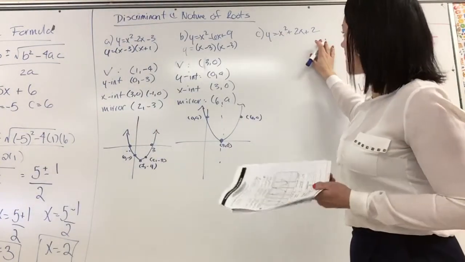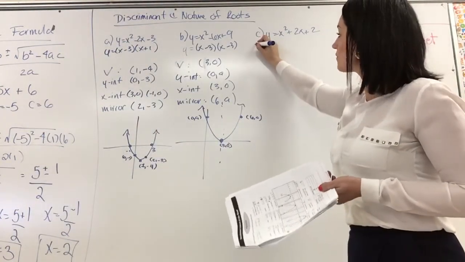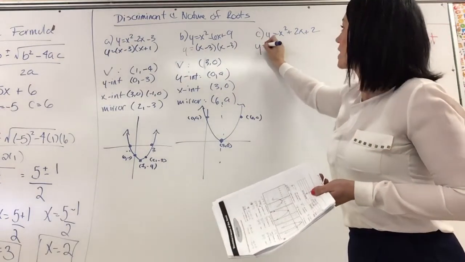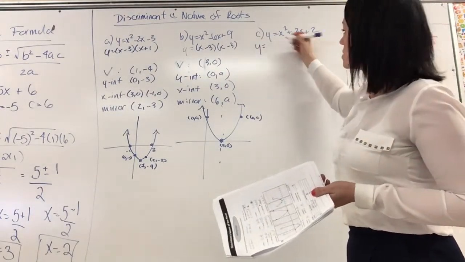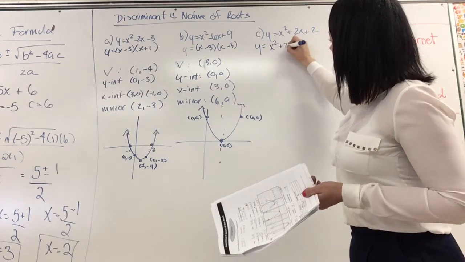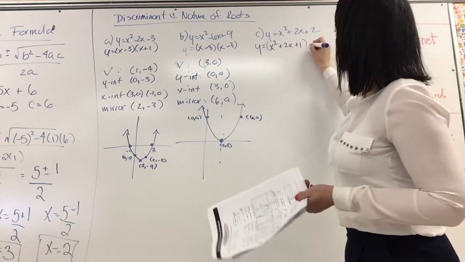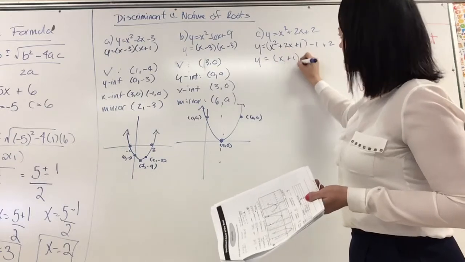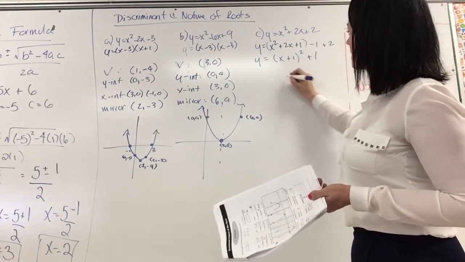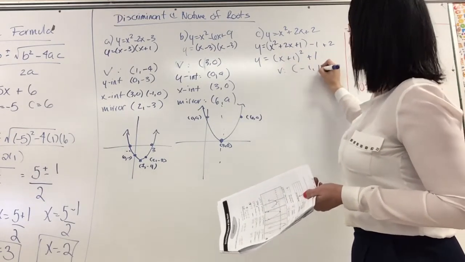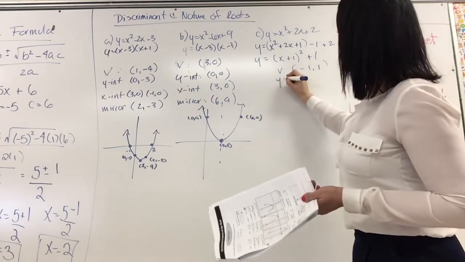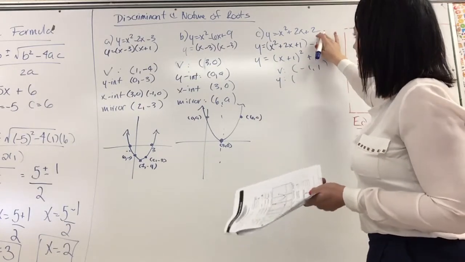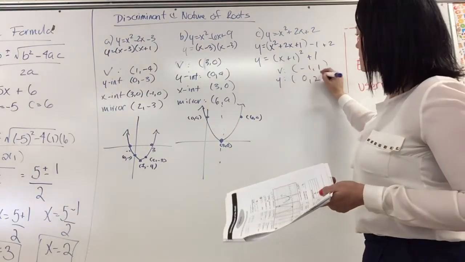He does not factor nicely, so let's change him to vertex form to make our life better. We're going to complete the square. I'm going to divide this by 2 and square it. The number I need to complete my square is plus 1, and I also need to subtract 1 to make my equation stay the same. So there we go, completing the square. Now I know my vertex is at (-1, 1). I know that my y-intercept is at (0, 2).